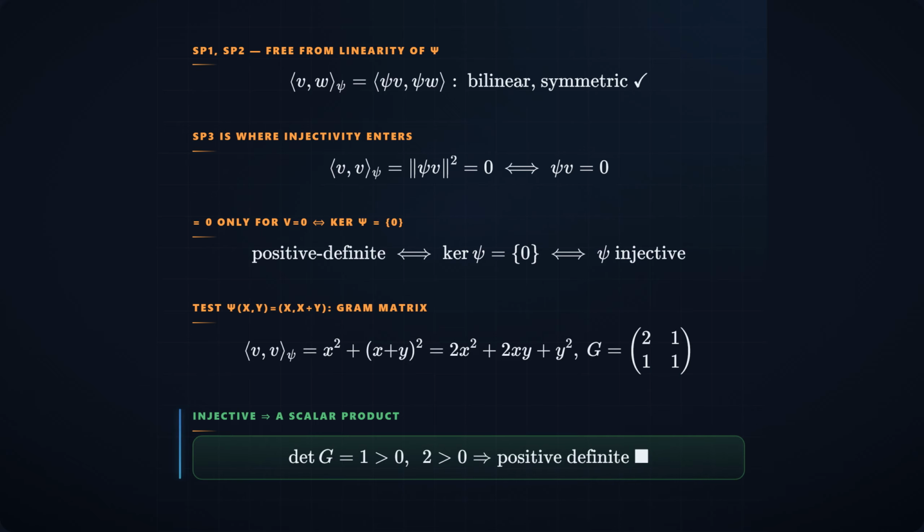Check that matrix is positive definite by Hurwitz. The top left entry 2 is positive, and the determinant, 2 minus 1, is 1, positive. So it's a genuine scalar product, as guaranteed, because psi was injective. Cite injectivity only at the positive definiteness step. That's the whole subtlety.